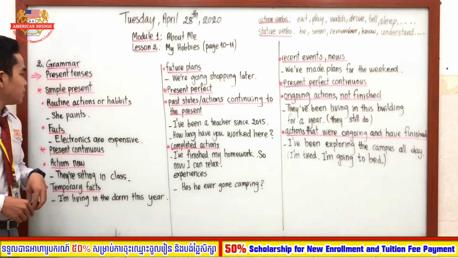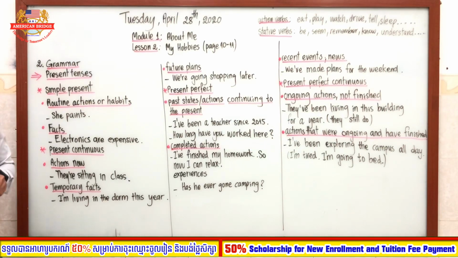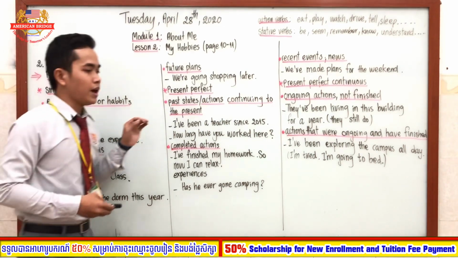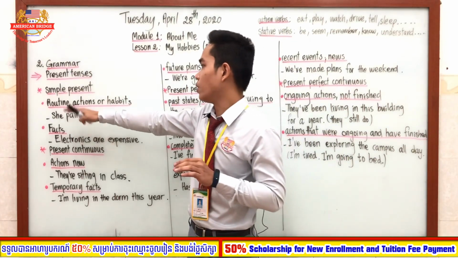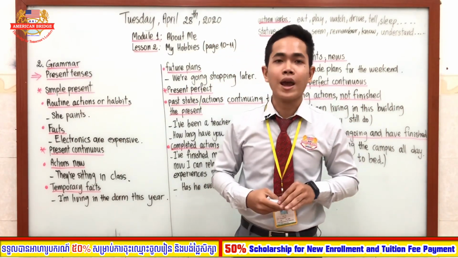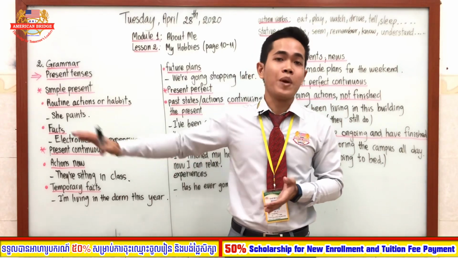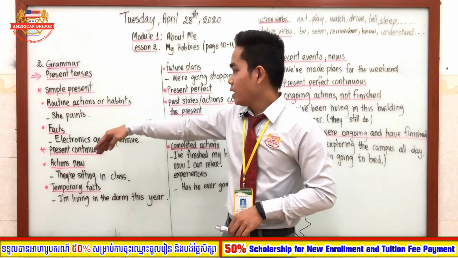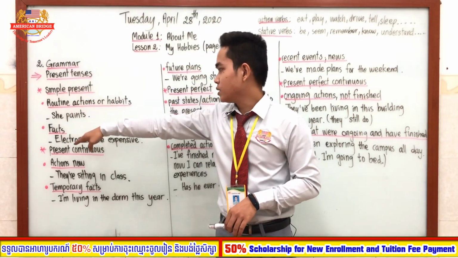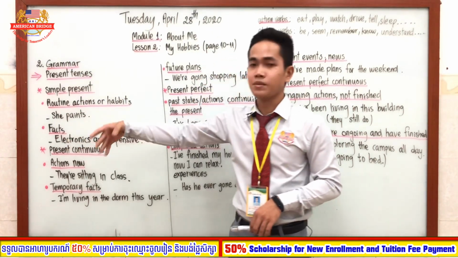Well, actually we use the present simple to talk about routines and habits. As you can see, the example is "she paints." This sentence just shows a routine, action, or habit, like her habit: she likes to paint if she has free time. Okay. Next, we also use the present simple to talk about facts.